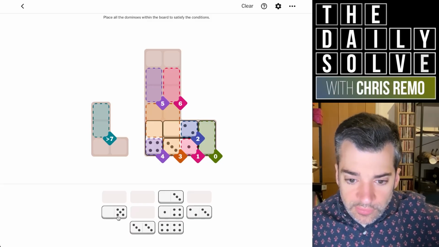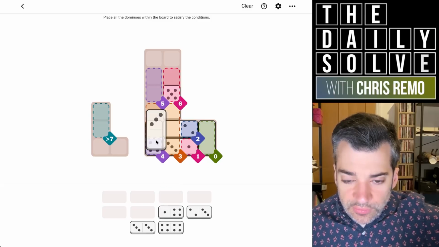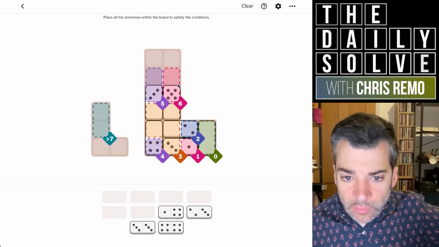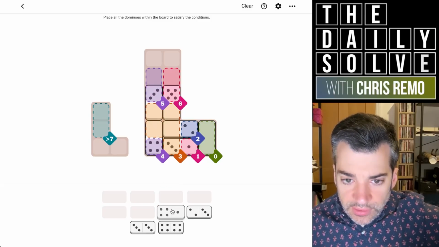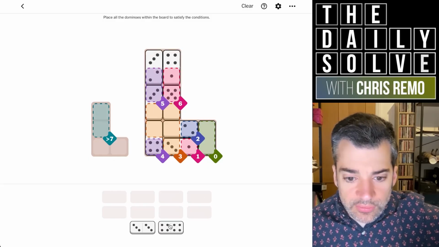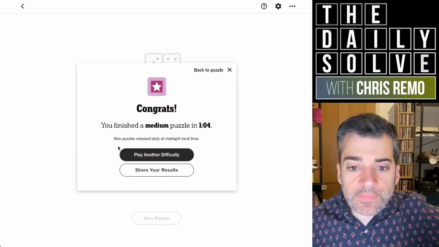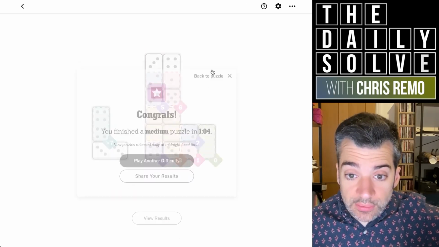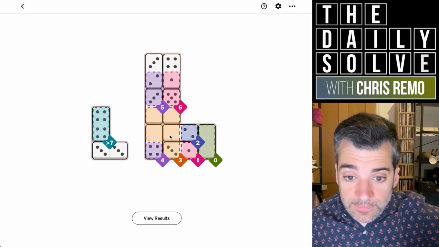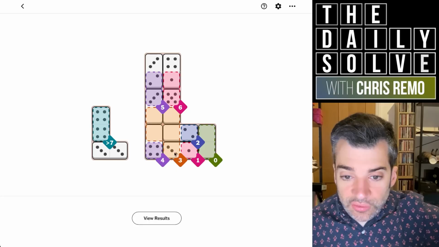So the 0-5 must point into the 6 region. The 0-3 must point into the 5 region. So now we need a 1 to finish our 6 and a 2 to finish our 5. Now we need something greater than 7, so we can put a double 4 in there. Okay, that was interesting. That was one of the largest sort of small quantity regions that I can remember seeing.